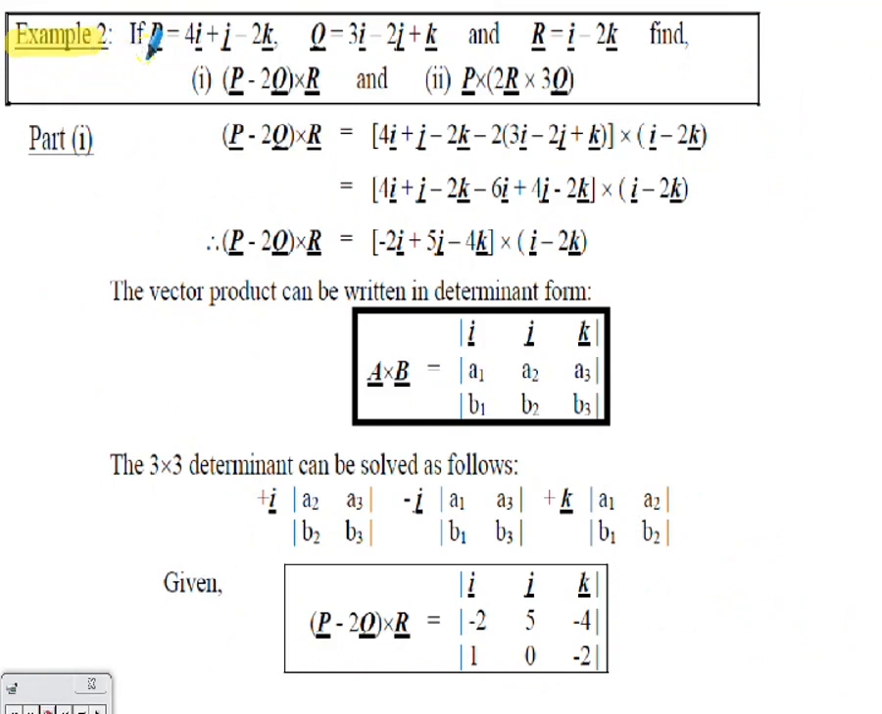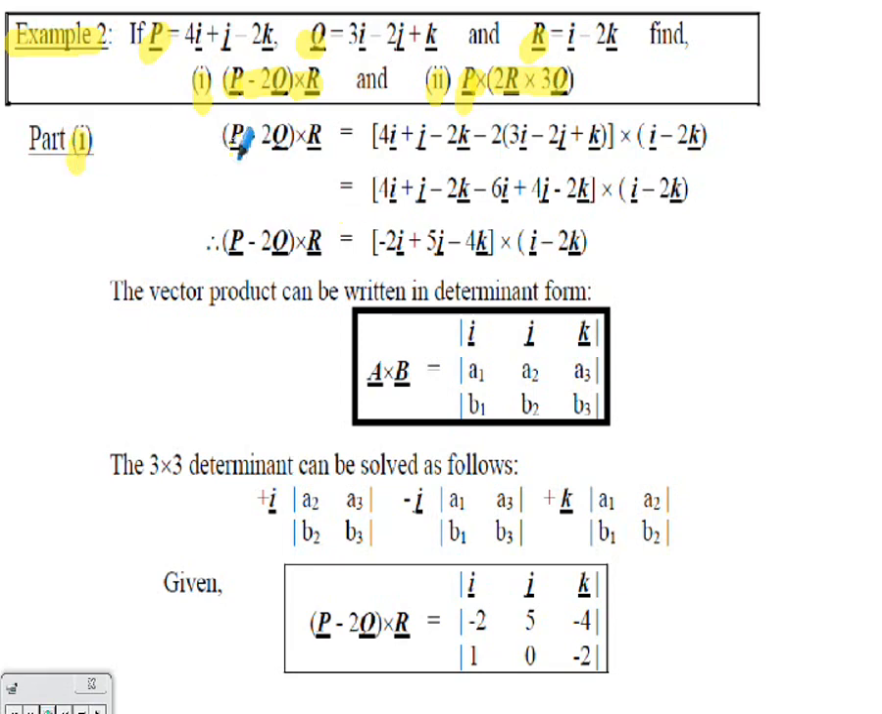Example 2, we're given vectors p, q and r in unit triad notation. Part 1 wants us to find vector p, take away 2 times vector q, and then cross with r. And part 2 wants us to find vector p cross with 2r times by 3q.